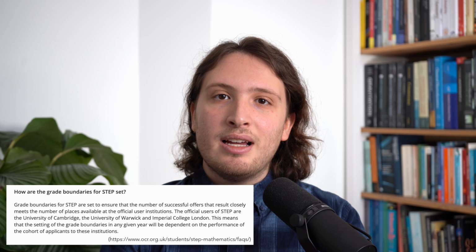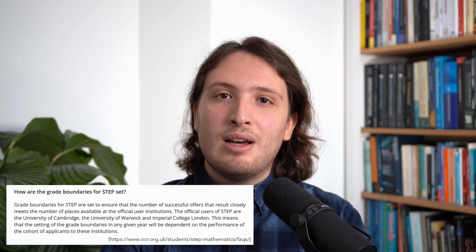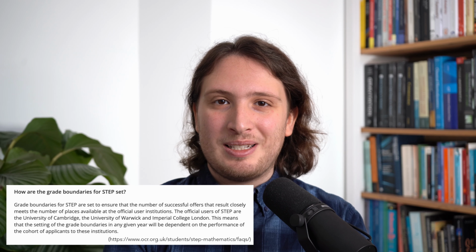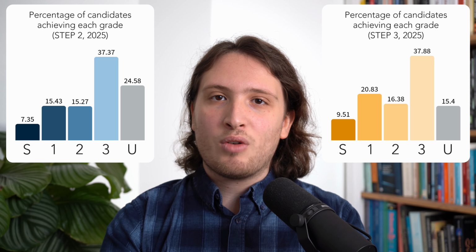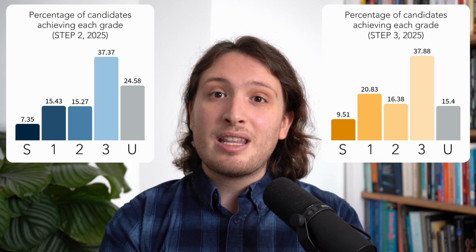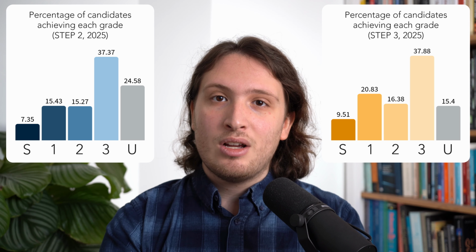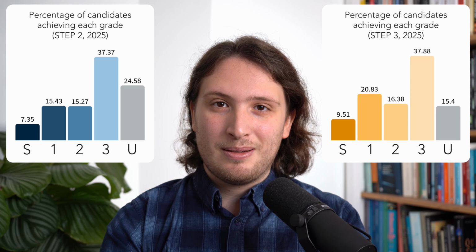The boundaries vary each year with reference to how the overall cohort performs, so if the exam is harder, the boundaries will generally be lower. The boundary for a 1 in particular is very closely calibrated in accordance with the performance of Cambridge Maths offer holders on the exams. Roughly speaking, around 5 to 10% of STEP takers will score an S, and around 20 to 30% of STEP takers will score a 1 or higher.